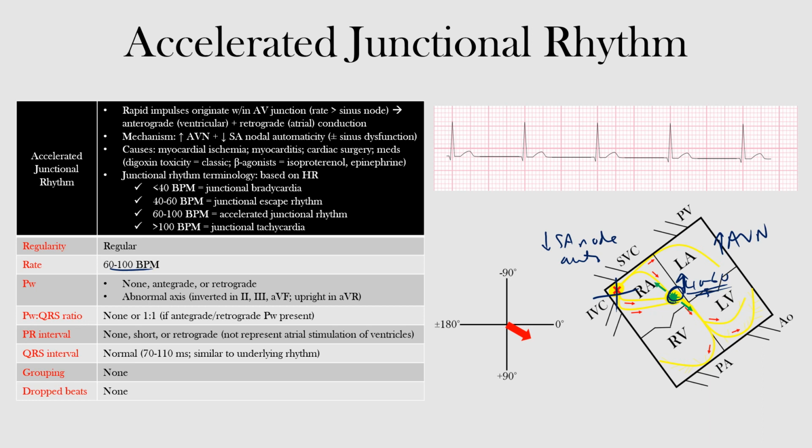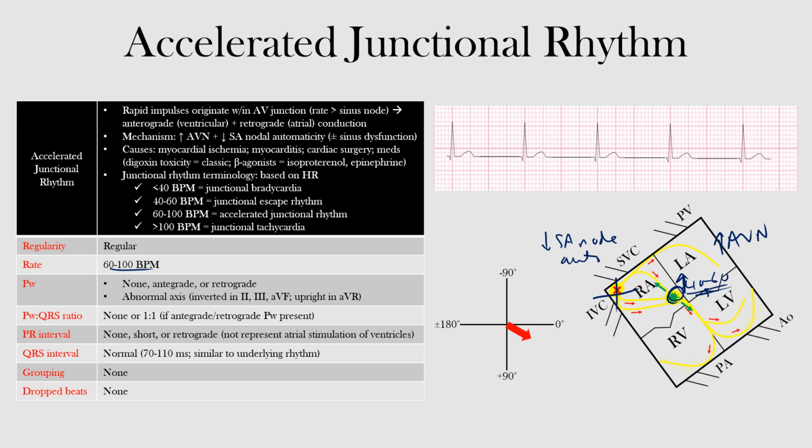Now, some potential causes of accelerated junctional rhythm include myocardial ischemia, myocarditis, cardiac surgery, as well as medications. The classic cause is digoxin toxicity, so make sure to look out for that. Beta agonists such as isoproterenol and epinephrine are also culprits.